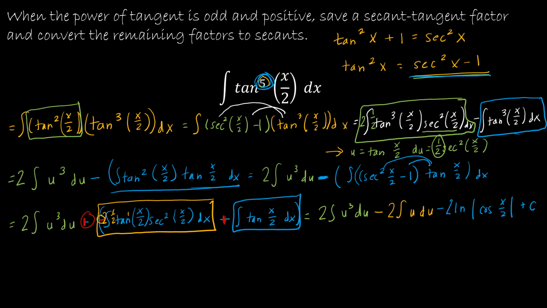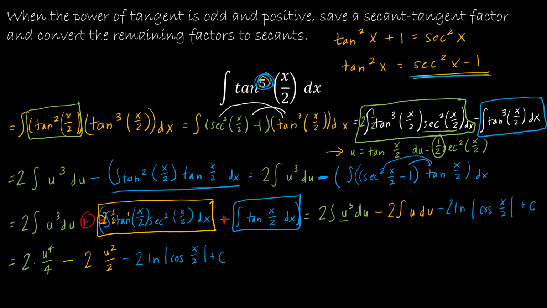All right, so now I've already integrated the one at the end in blue. And what I have left is everything else. So I have 2 times u cubed du is u to the 4th over 4. And then I have minus 2. And then I have u to the 1st, which gives me u squared over 2. And then I already kind of cheated and integrated that last guy. That was 2 times the natural log of cosine x over 2 plus c.